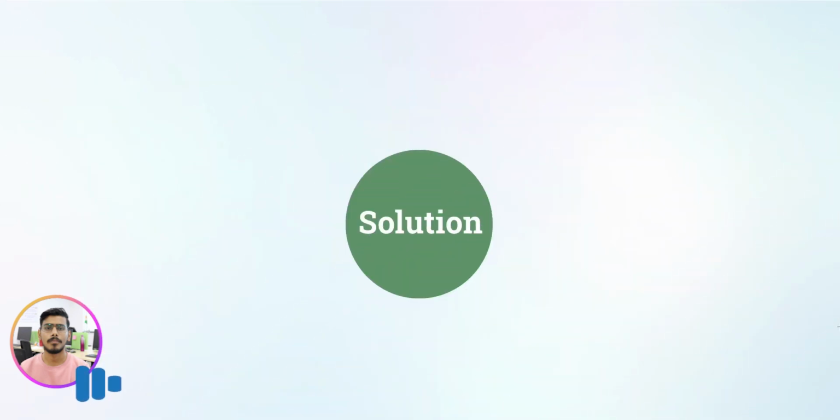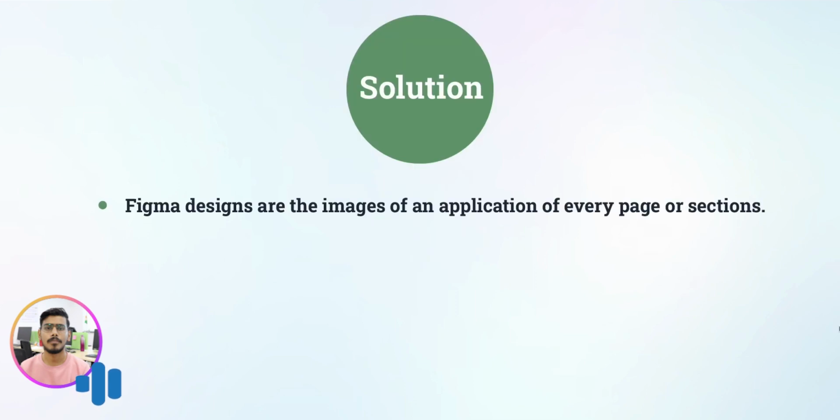The solution for these problem statements is, firstly, we will know what Figma is. Figma designs are the images of an application for every page or section an application contains. It also contains all the information that a developer needs to build the application. It is just like a map which is built before the house gets built.